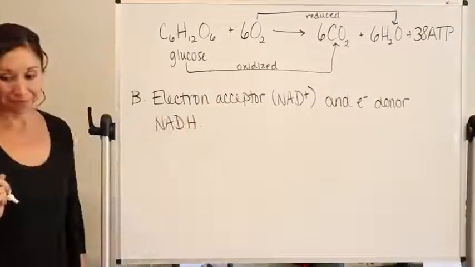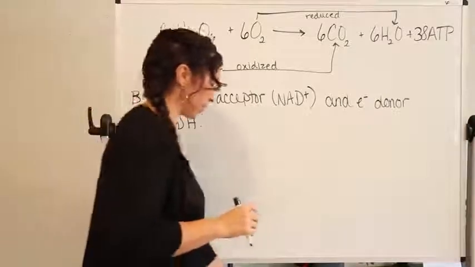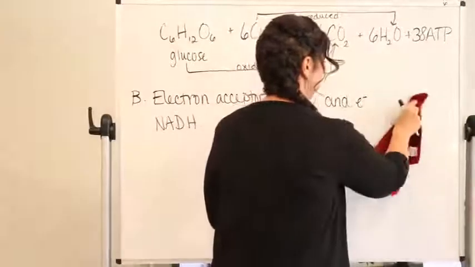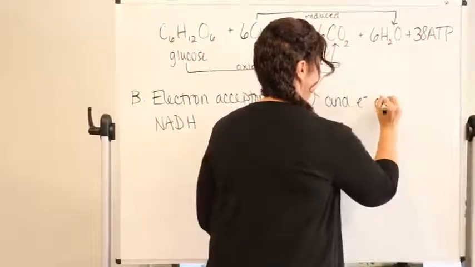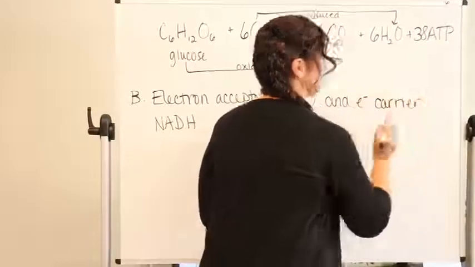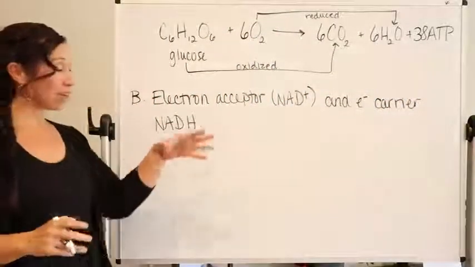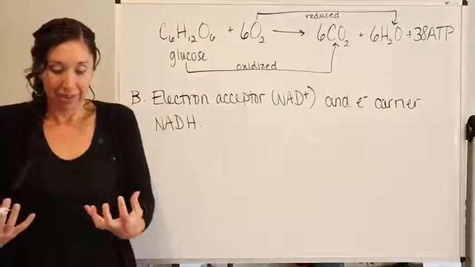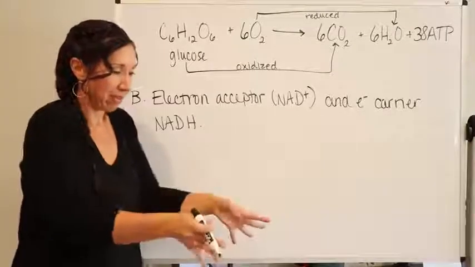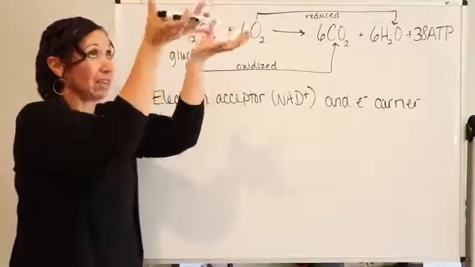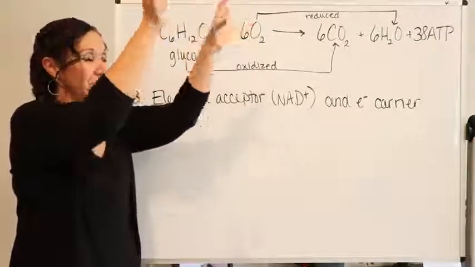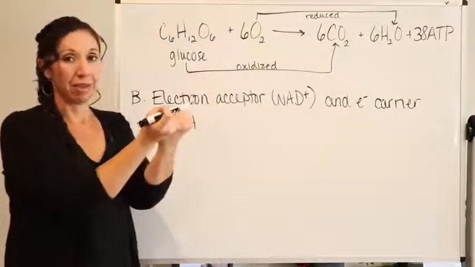Okay. Actually, not donor. I'm going to call that carrier. Forgive me. Carrier, because it literally is carrying. So you have an electron acceptor, NAD+. It picks up the electrons, puts them down the slide, and the one grabbing them at the bottom, that's going to be NADH.